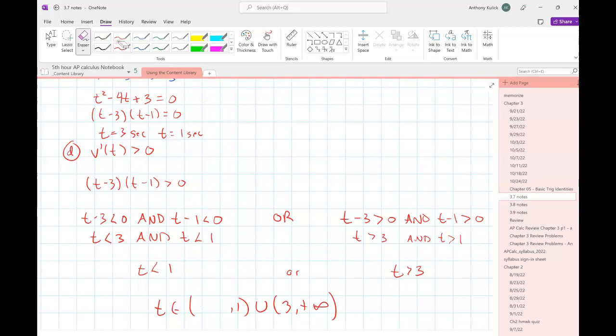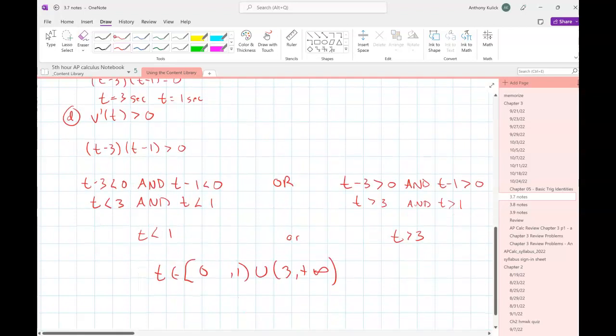Well, I shouldn't really say negative infinity there, right? What should I really say? Because t is time. So 0, yeah. Why did you put the negative all those?